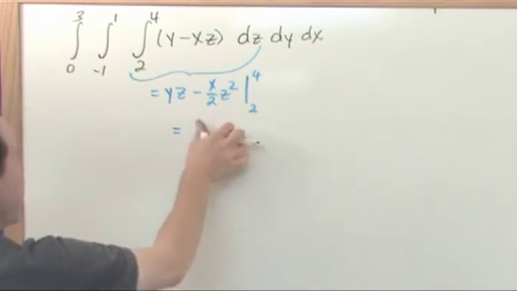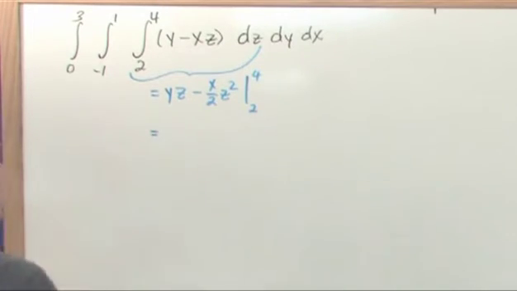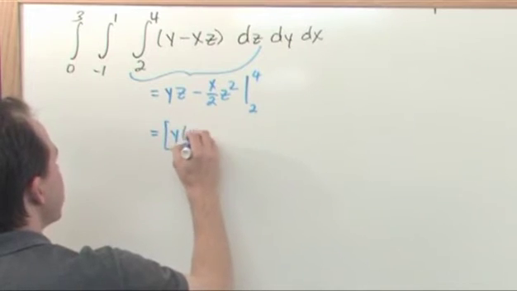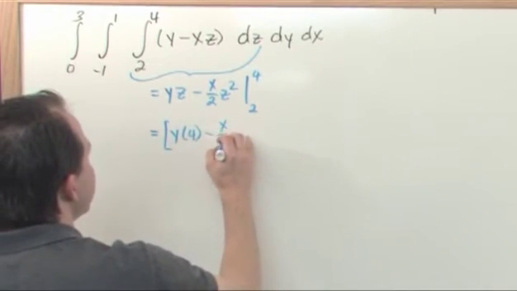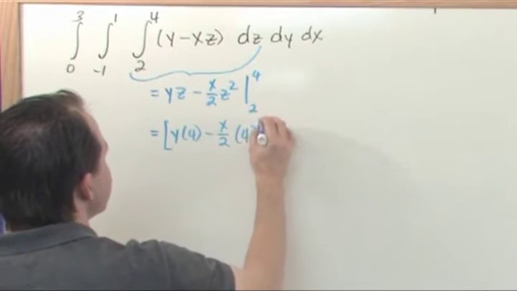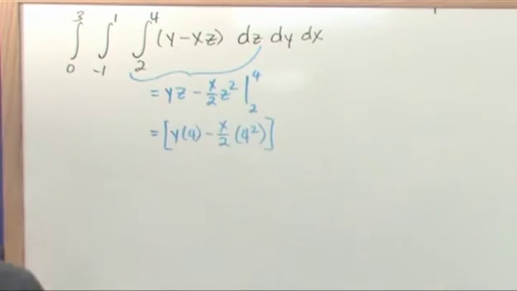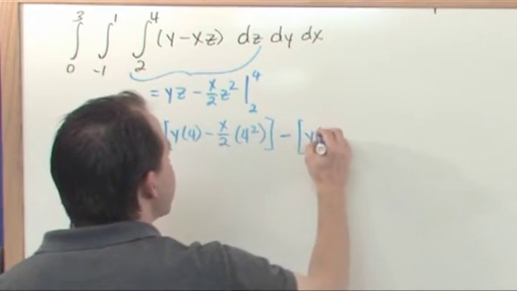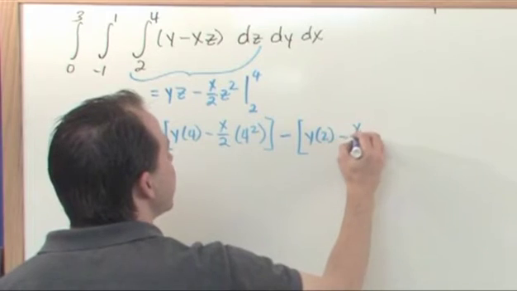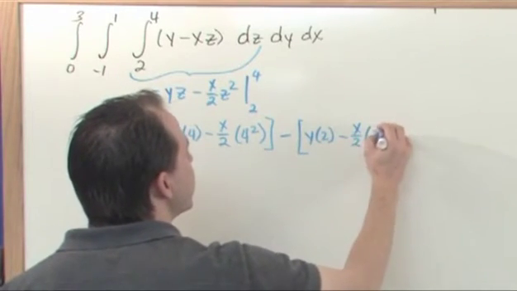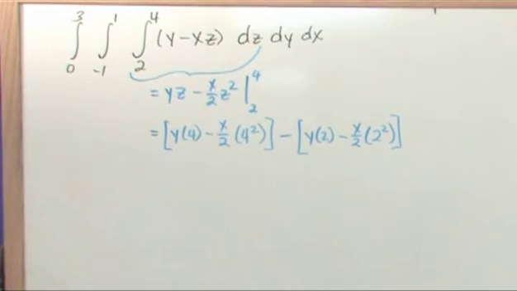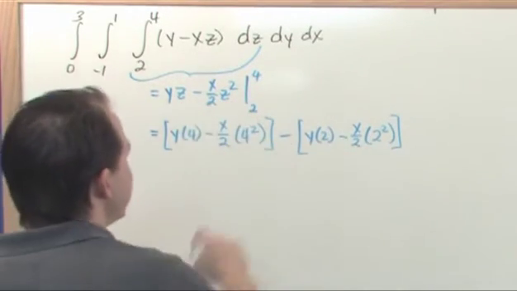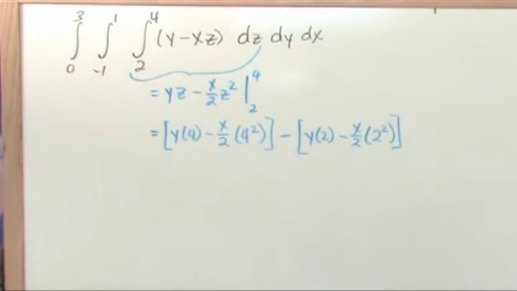What you're going to have here when you evaluate this definite integral is y times 4 minus x over 2 times 4 squared. I just plugged 4 into the z squared and 4 into the z, minus, and I'm going to do the same thing with the 2. It's going to be y times 2 minus x over 2 times 2 squared. All I did was take the upper limit, plug into wherever z is, and the lower limit, plug into wherever z is, and I just simplify, and let's see what we get.